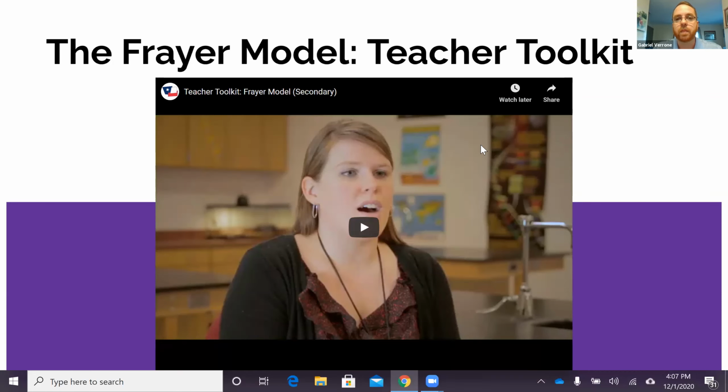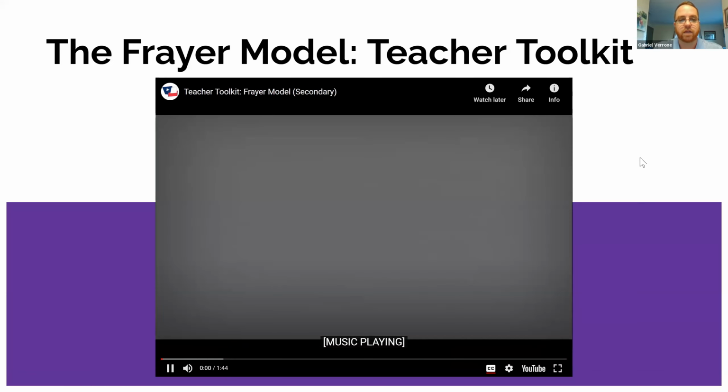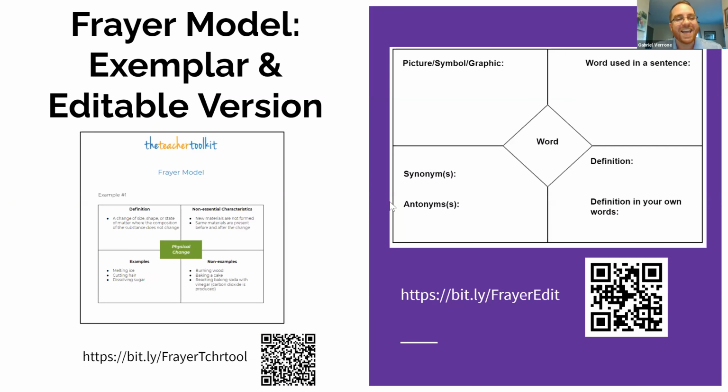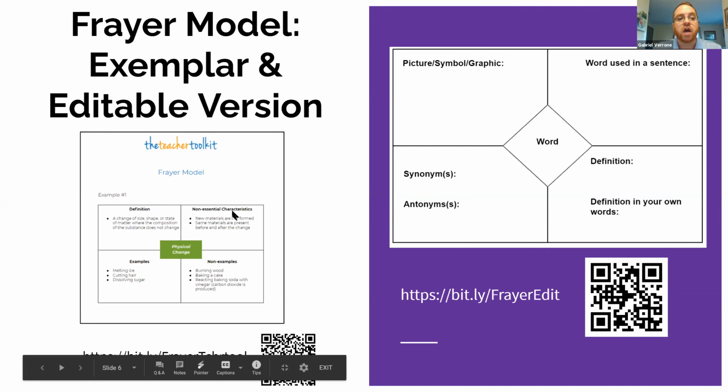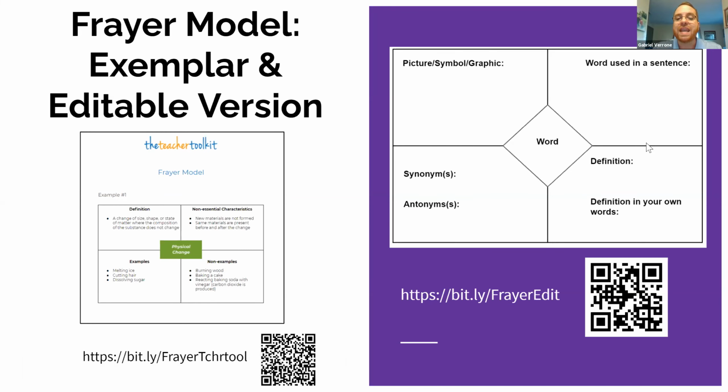Okay, all right. So let's continue. Now, you can scan the QR code, but I'm also going to drop the bit.lys into the chat for you. In order to do that, I'll have to stop screen sharing. But what you're going to see is an exemplar, and there's actually more than one, from the teacher toolkit. And then I have also created for you an editable version of the Frayer model that has two different versions of it.